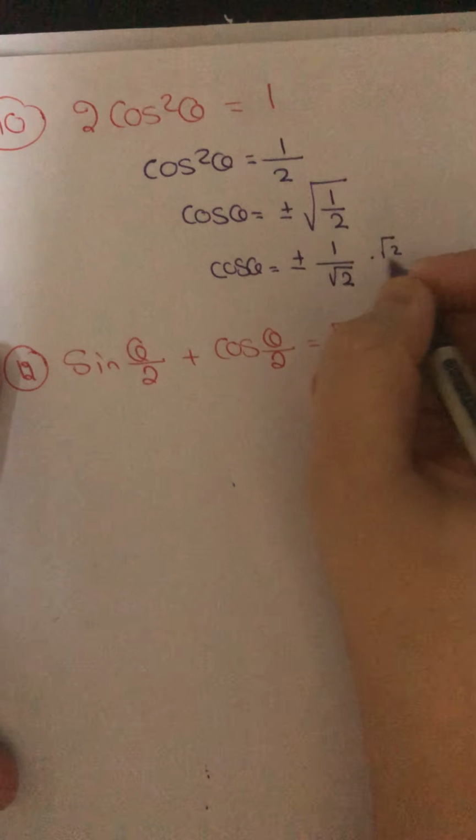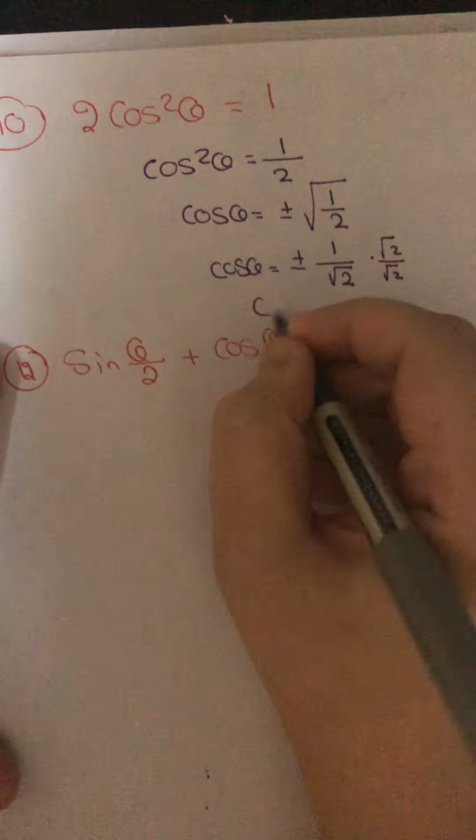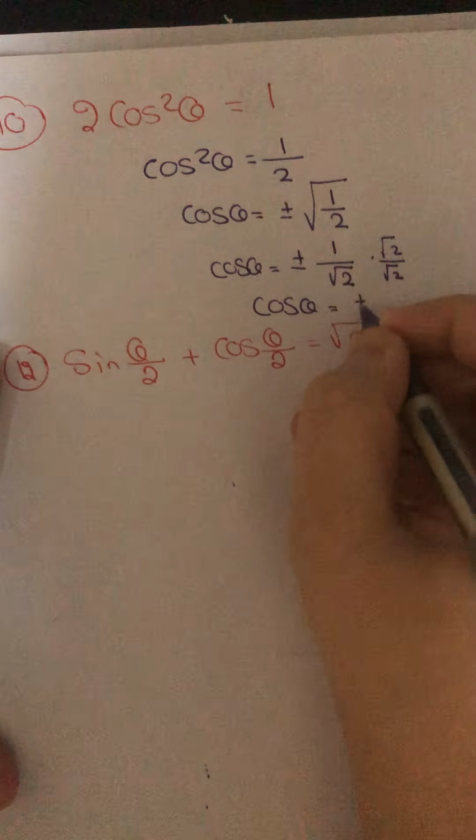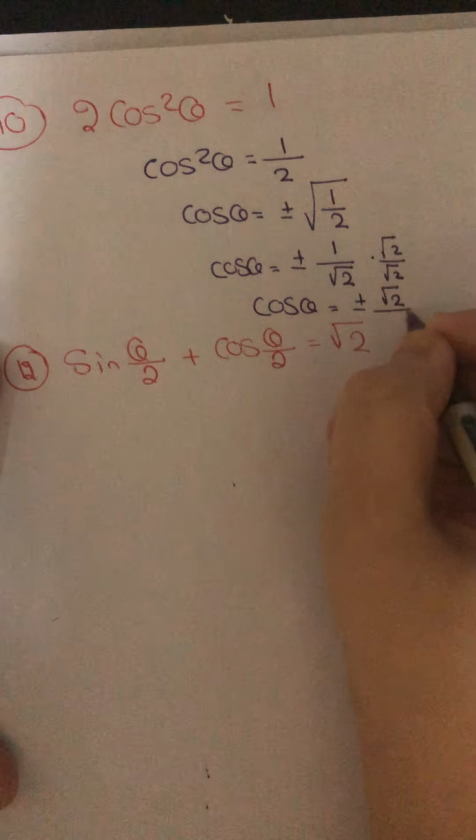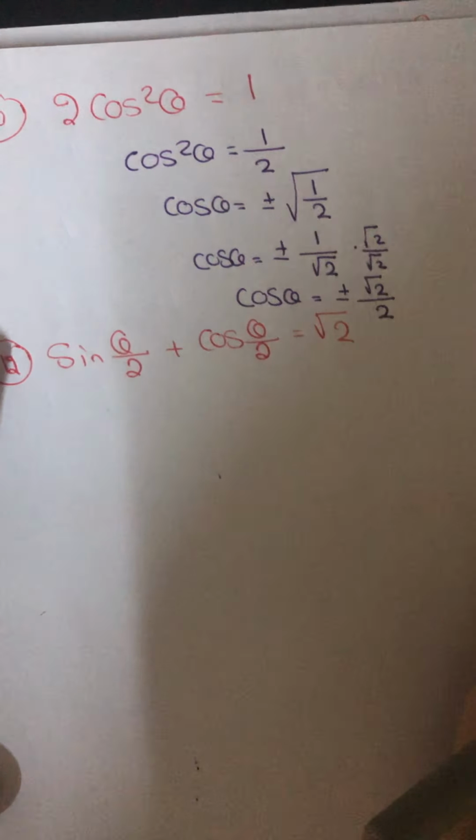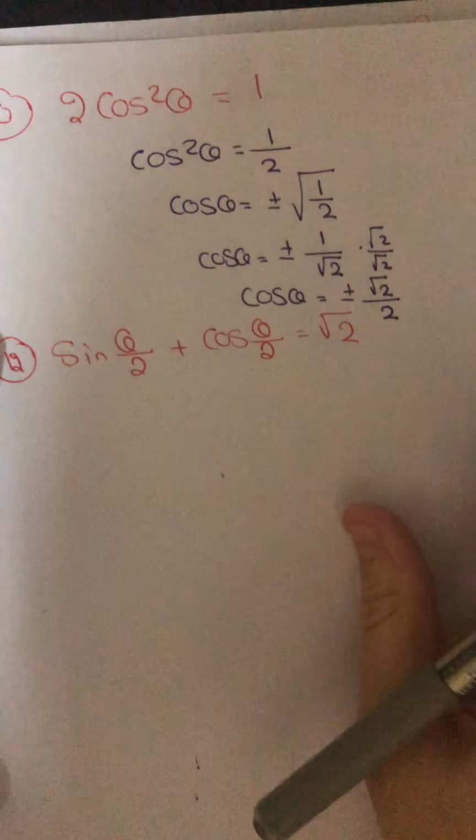Okay, I will rationalize the denominator, so I'm going to get cosine theta equals plus or minus root of 2 over 2. Okay, so I want all the answers where the cosine is positive or negative.